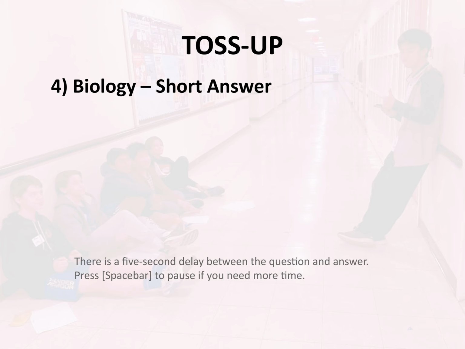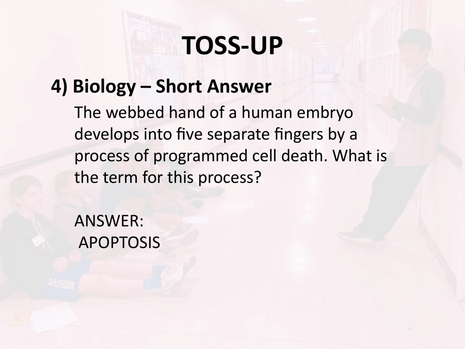Toss-up 4. Biology, short answer. The webbed hand of a human embryo develops into 5 separate fingers by a process of programmed cell death. What is the term for this process? Answer: apoptosis.